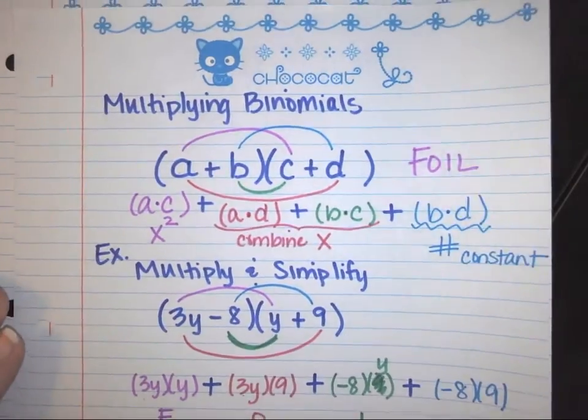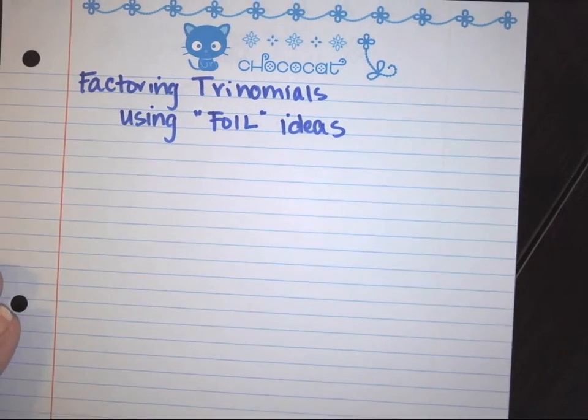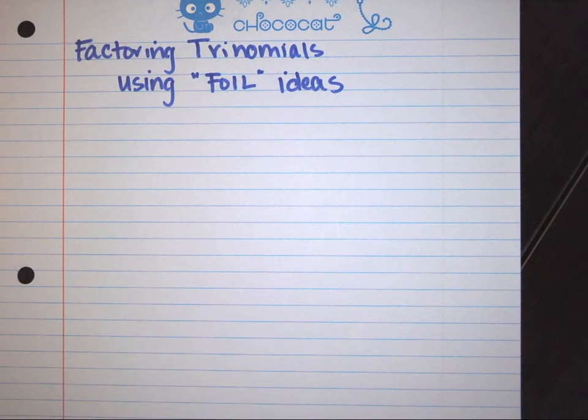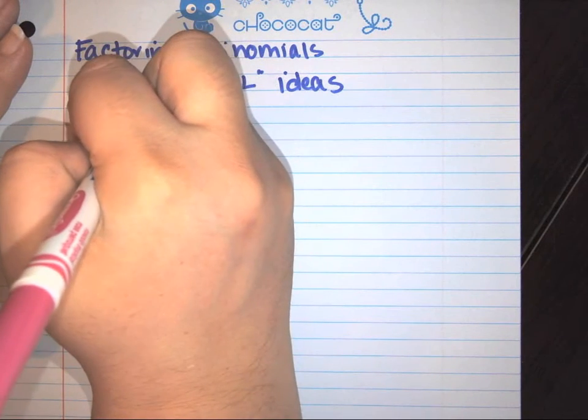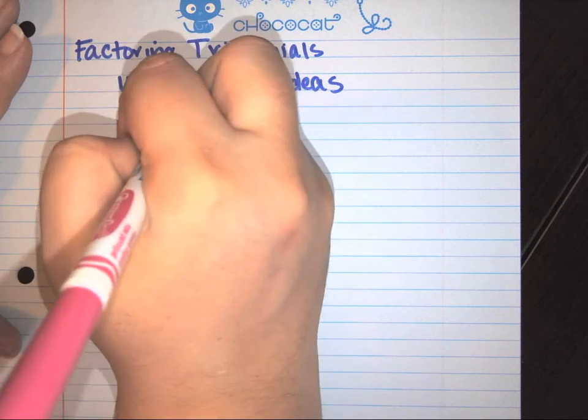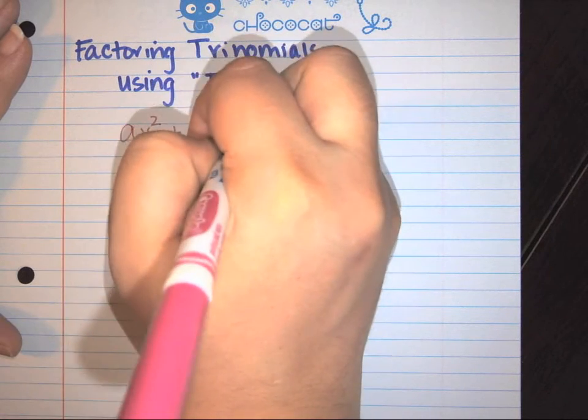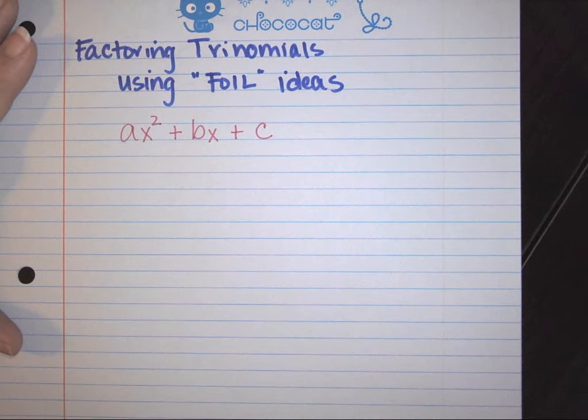So now let's get into some factoring. So we have factoring trinomials using that FOIL idea. To use that FOIL idea essentially says that what we are looking at is breaking your FOILs or your trinomials down directly into its parts. So in general, we have ax squared plus bx plus c. That's in general our equation.